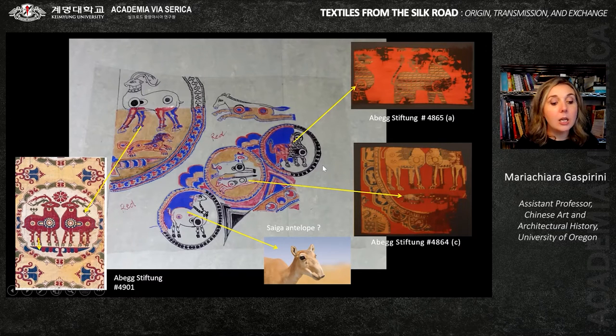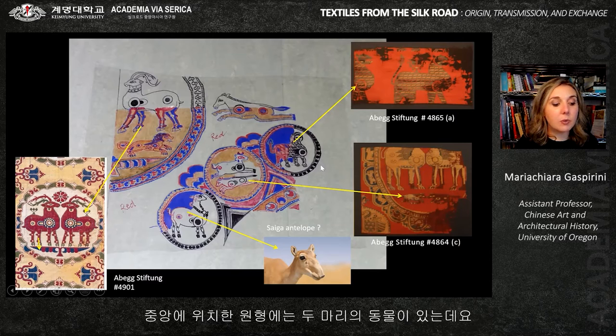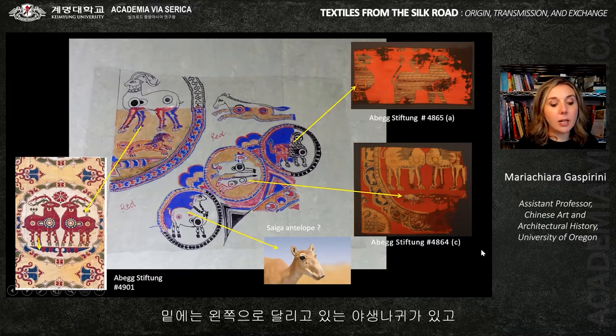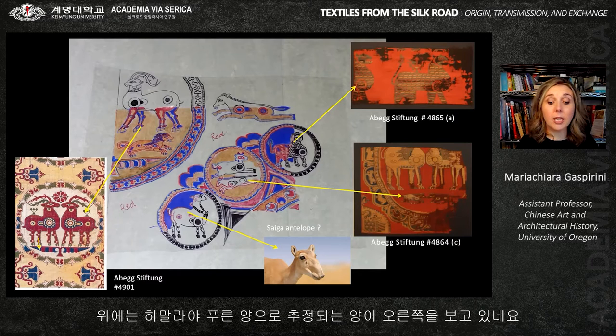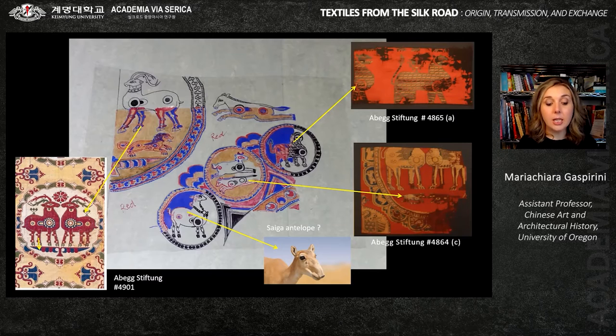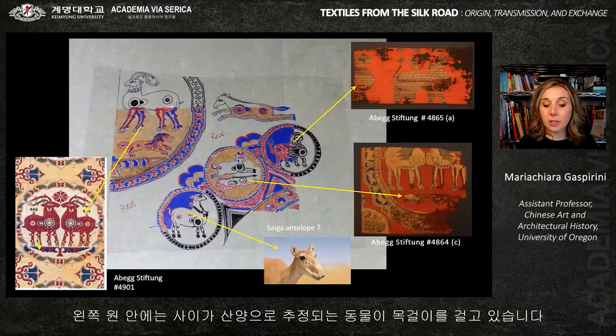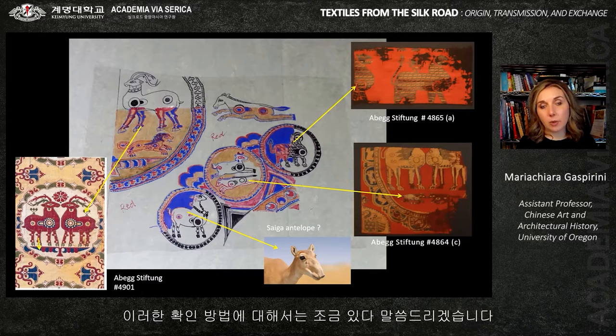Here, the central roundel instead has two animals: a running wild donkey at the bottom, facing left, and what looked like a Himalayan blue sheep above it, facing right. The left roundel features what I believe looked like a side antelope with a necklace, and I will talk more about this identification later.